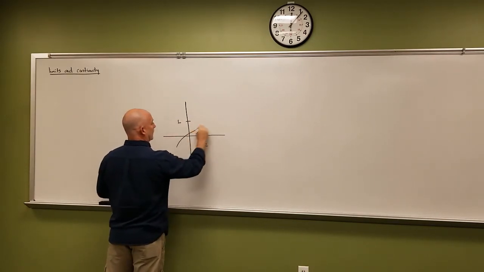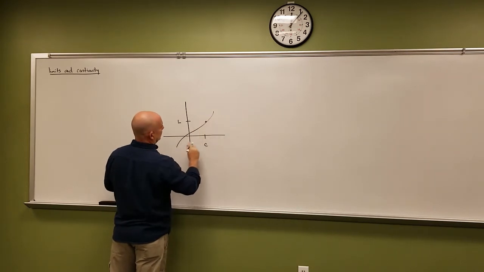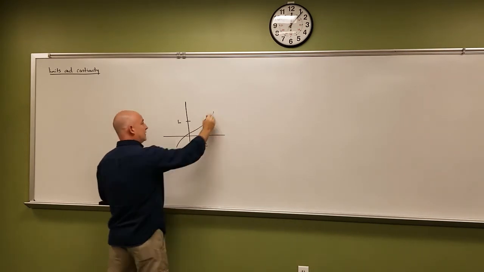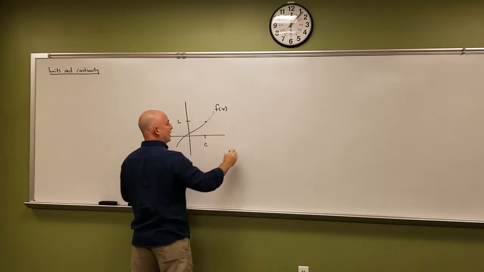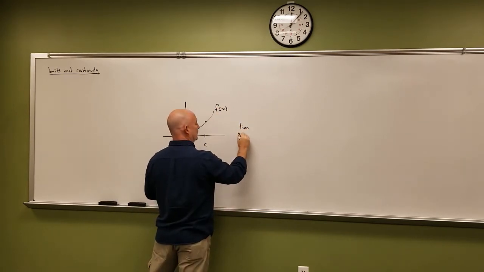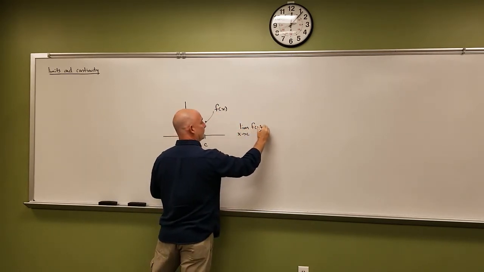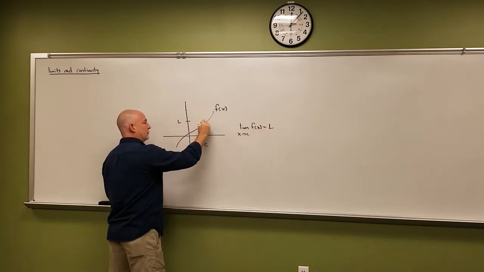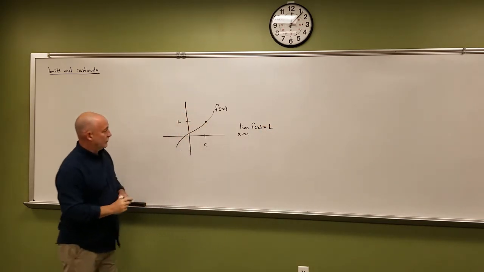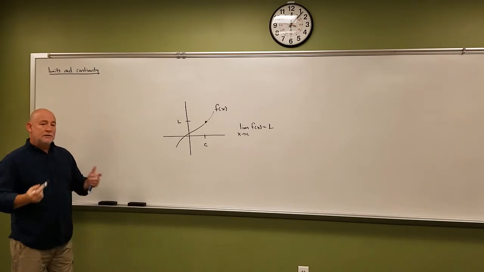Now remember the idea for a limit in Calc 1. Let's call that L. All right, so here the idea is if this is some function f of x, we could say the limit as x approaches c of f of x is equal to L. Of course, from this picture, kind of. All right, so what does this mean?